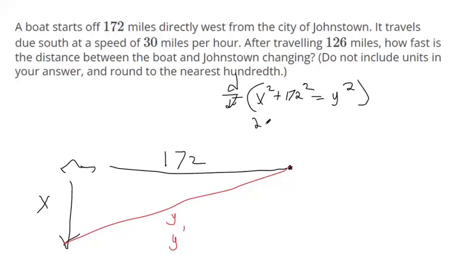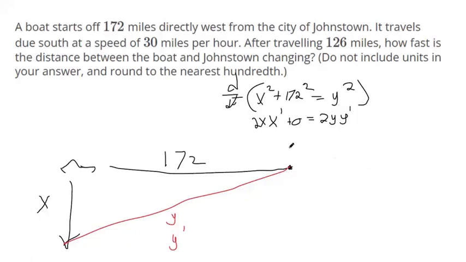That 2 comes down and multiplies, but then what's the derivative of the innermost function? The derivative of x with respect to t is unknown, so we'll call that x prime. And the derivative of a constant with respect to t is just 0. And the derivative of y squared with respect to t, that's also unknown, but we'll use the power rule, and then the chain rule means we need to multiply it by the derivative of the innermost function. The derivative of y with respect to t is unknown, so we call it y prime.